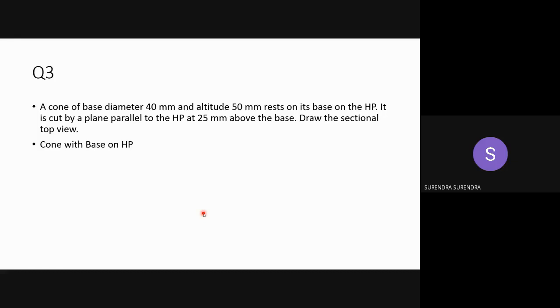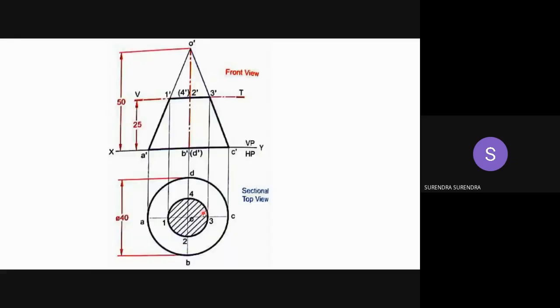The same condition applies: base on HP, and section plane parallel to HP, perpendicular to VP, 25 mm above HP. So first draw the cone. The top view of a cone is a simple circle. Divide it into 4 parts with 2 diameter lines, horizontal and vertical. Name the corners as A, B, C, and D in the top view.